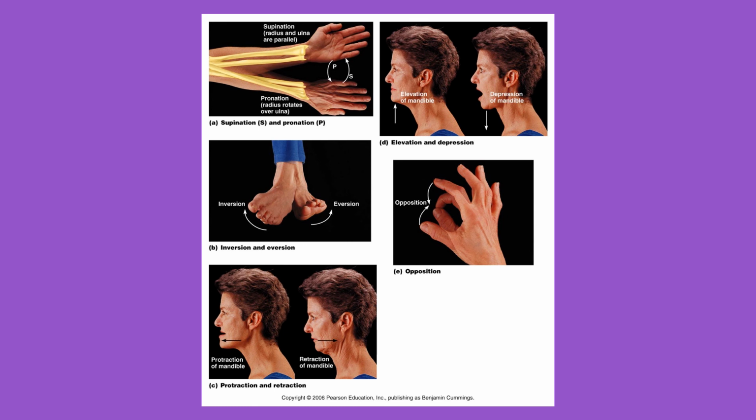and then protraction and retraction is with the jaw, the mandible, and the movement of that. Elevation versus depression, once again, it's showing it with the mandible, lifting up, lifting down, and then opposition is with the fingers.